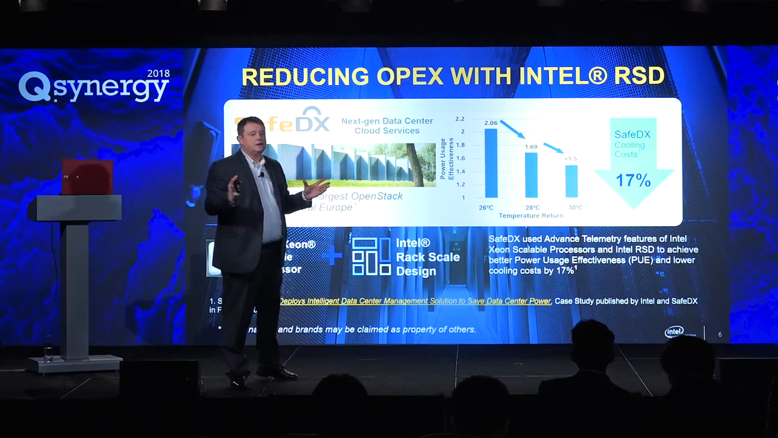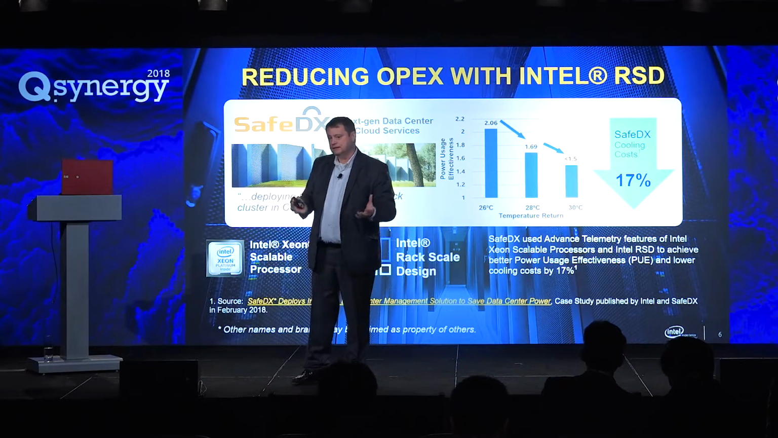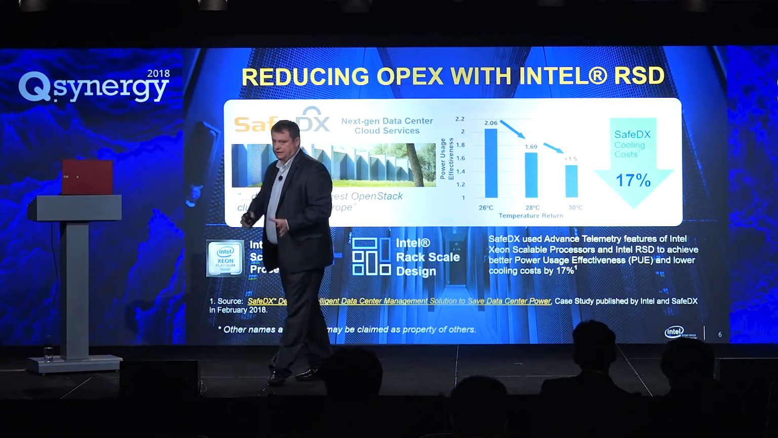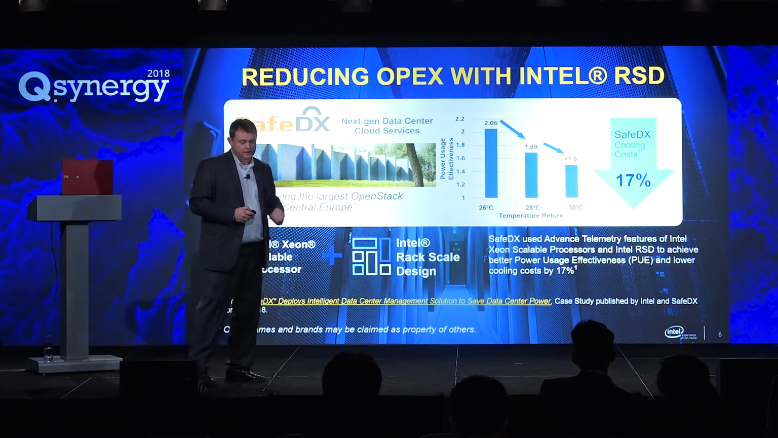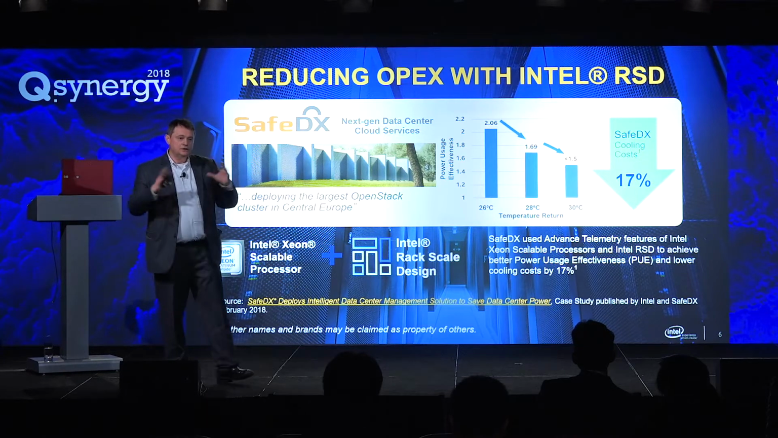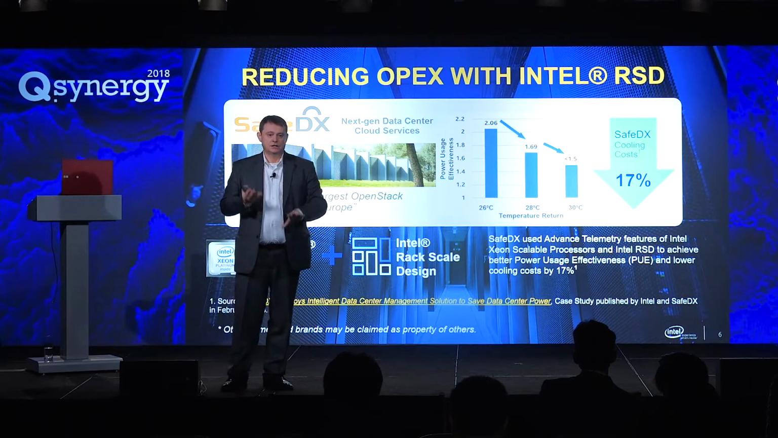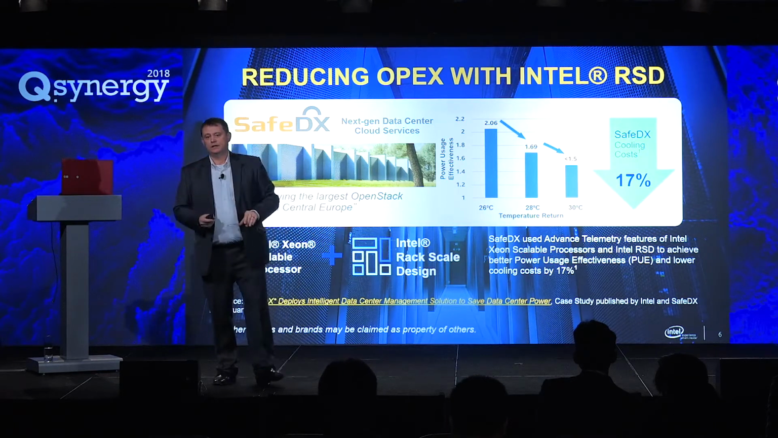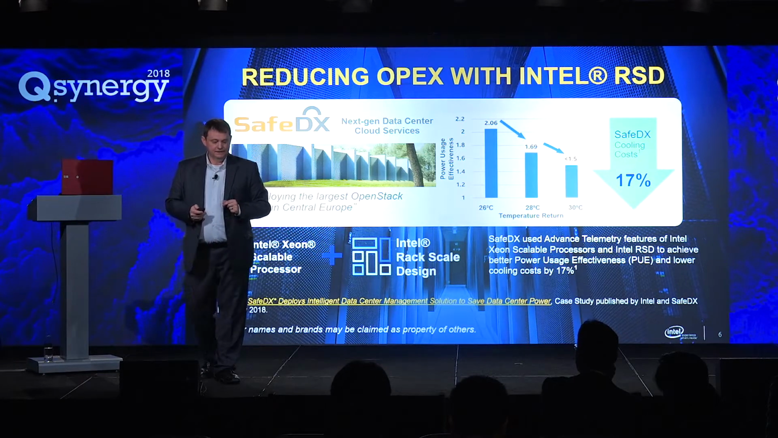So when you're thinking about Intel rack scale design, I don't want you to just think about composability and disaggregation. The third pillar of the value proposition is advanced telemetry. If you want to learn more about it, we have a whole case study on how they used advanced telemetry from Intel to dynamically adjust their power and thermal environments depending on the workloads they were running in the data center.